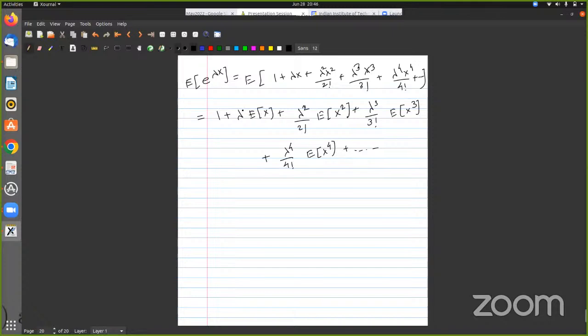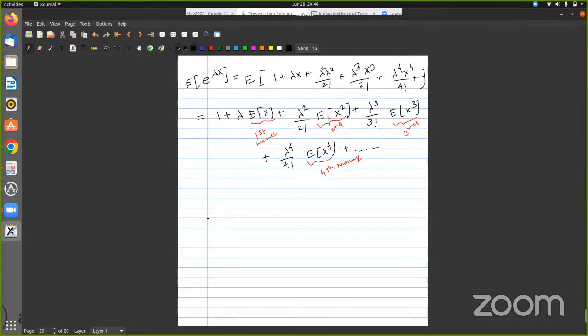So what is my first moment? The coefficient of lambda is my first moment. What is my second moment? The coefficient of lambda square by 2 factorial is my second moment. What is my third moment? The coefficient of lambda cube upon 3 factorial is my third moment. And the coefficient of lambda to the power 4 upon 4 factorial is my fourth moment. Understand? So these are the first to fourth moments and so on.